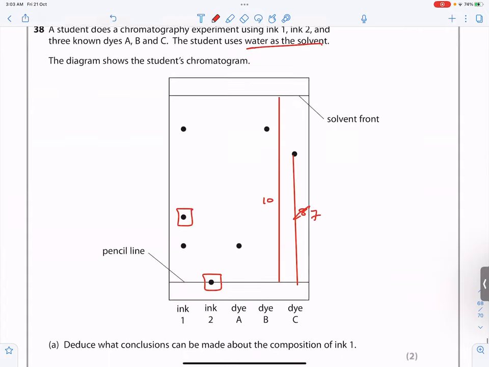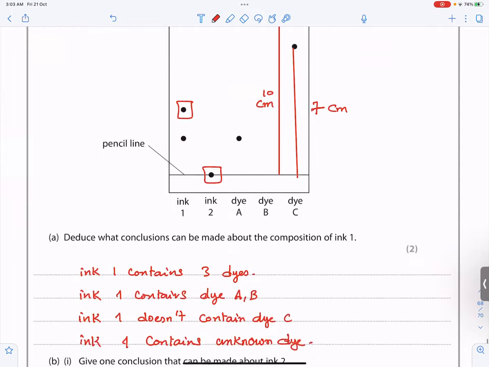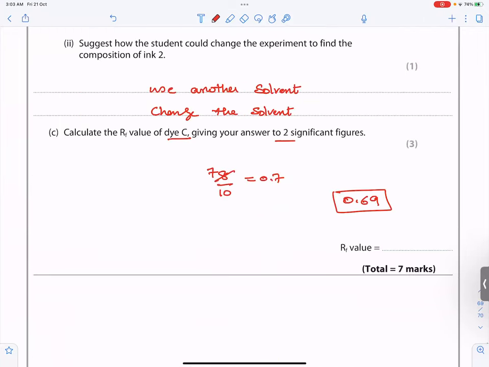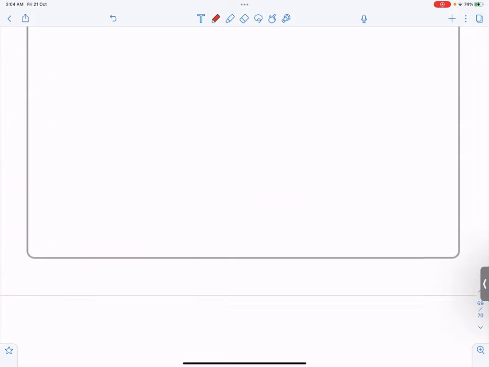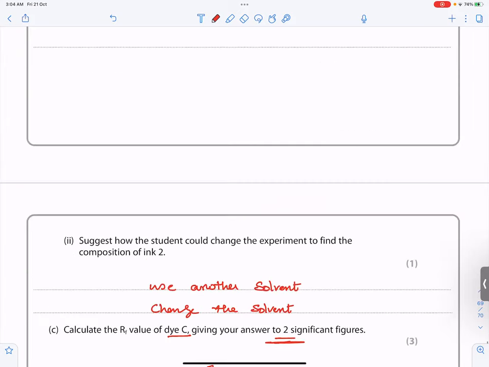طبعا هنا انا بقدرها من غير مسطره خالص، فممكن تقدرها 7 سنتيمتر والديستنس ما بين البيز لاين والسولفنت فرونت 10، يبقى 7 على 10 اللي تطلع 0.7. لكن تو سيجنيفيكانت فيجرز هي 0.69 بالظبط. وبكده يبقى احنا خلصنا الـ questions بتاعت الـ methods of separation and purification.